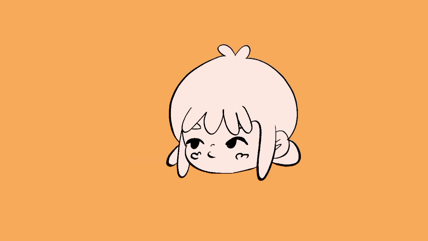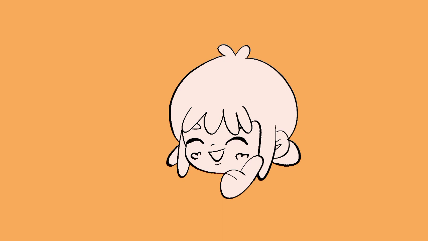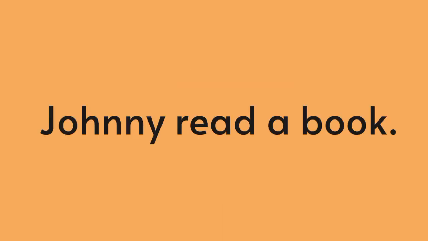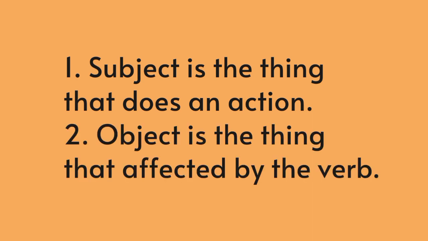Hello everyone! In this video, I want to talk about semantic rules. But wait, first of all, let's take a look at the sentence. Johnny read a book. We know that Johnny is the subject because it occurs to the left of the verb, and a book is the object because that word is subordinate to the verb. Or you can identify that Johnny is the subject because he does an action, meanwhile a book is the object because it is affected by the verb.